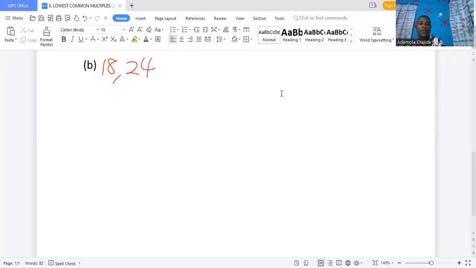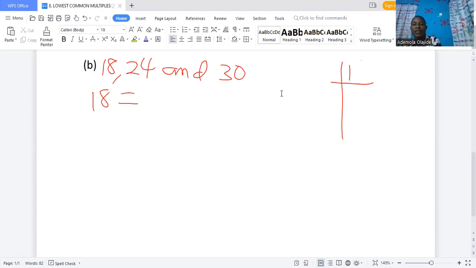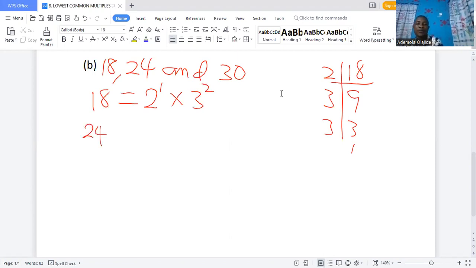18, 24, and 30. For 18, if you break it down, 2 can go 9, 3 can go 3, 3 can go 1. That means 2 appears once and 3 appears twice. So you do the same for 24.